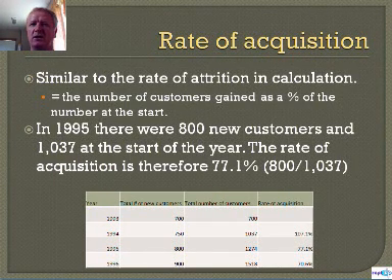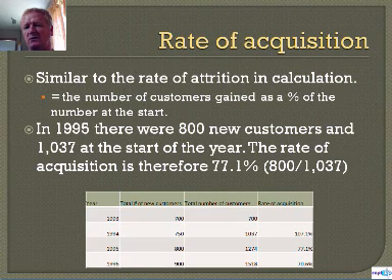Right, and the rate of acquisition is based on a similar format. It's simply the number of customers gained as a percentage of the number at the start. So in 1995 there were 800 new customers and 1037 at the start of the year, and the rate of acquisition is therefore 77.1%, which is 800 divided by 1037. So that's pretty simple and straightforward.